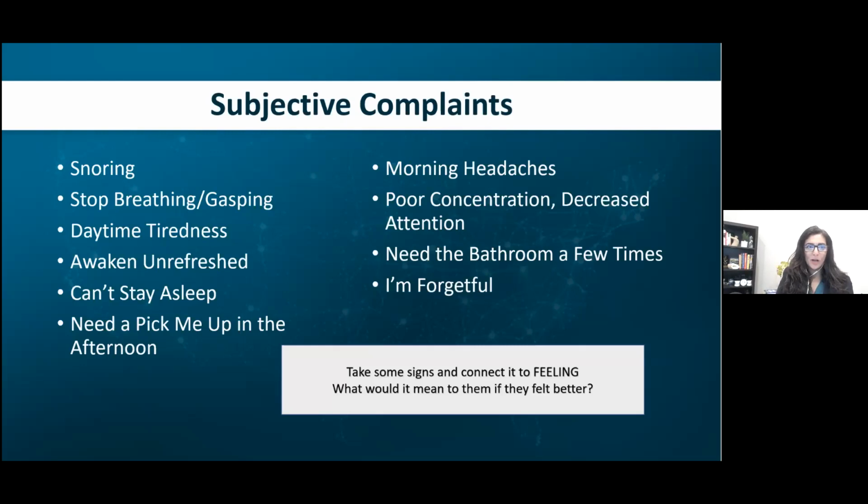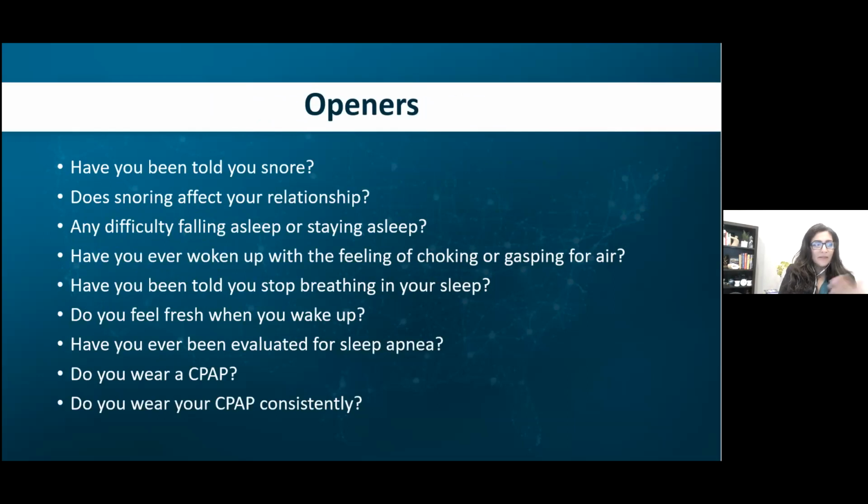We have a list of questions here. These are complaints that patients might have. But the takeaway I want for you is to take some of the signs, connect it to how they're feeling, and ask them what it would mean to them if they felt better. So it's getting their pinpoint, connected to how they're feeling, and then obtaining their victory. And when you can give that to a patient, the possibility that they're going to feel better, it's huge. These are some of the openers we might use at the office, but some of mine are like, do you need a pick-me-up in the afternoon? Do you need a nap?